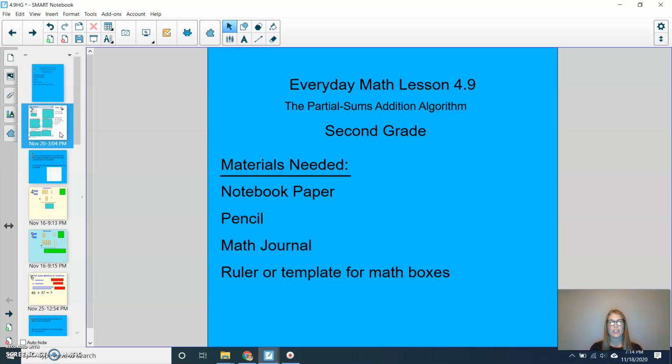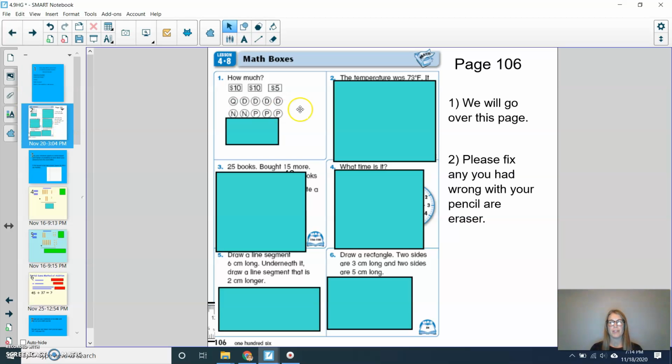The first thing that we're going to do is go over our math boxes from the previous lesson. So if you can open up your math journal to page 106. If you're noticing that you have any mistakes, please fix those with your pencil and eraser.